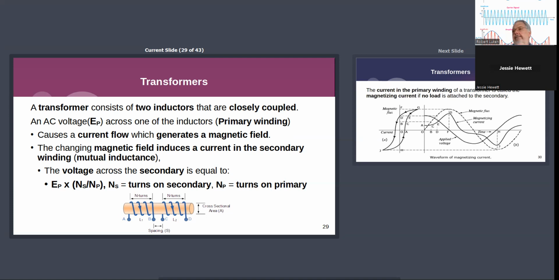If it's got 10 turns in and 100 turns out, your secondary would be 10 times the voltage on the primary. Since the power in equals the power out, if you increase the voltage on the secondary, you're going to decrease the current because you can't have a power gain. It's a passive device. So the main thing is knowing what mutual inductance is and the turns ratio and how it affects current and voltage.